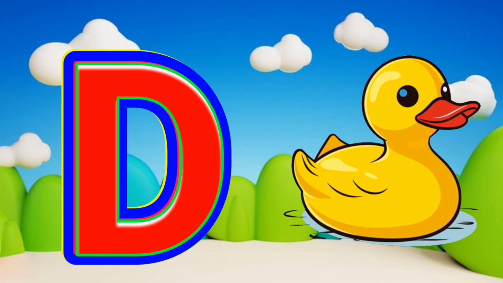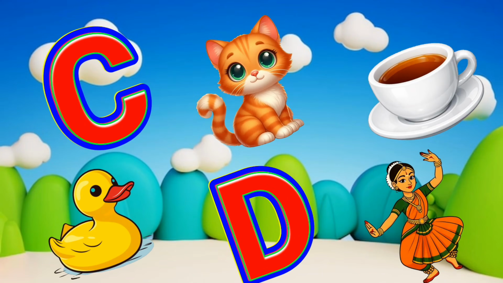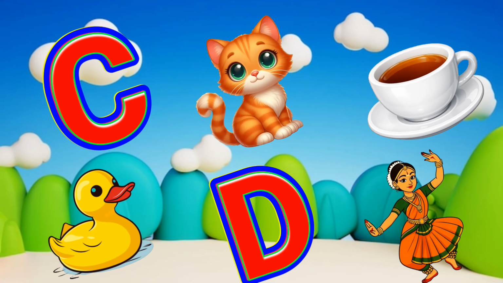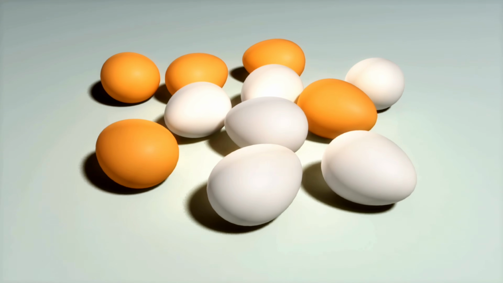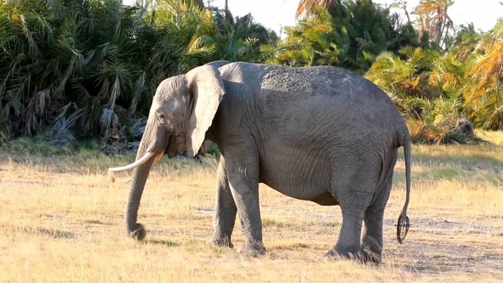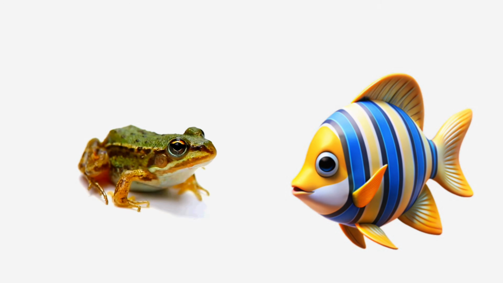D for duck, D for dance. E for egg and E for elephant. F for frog, F for fish.